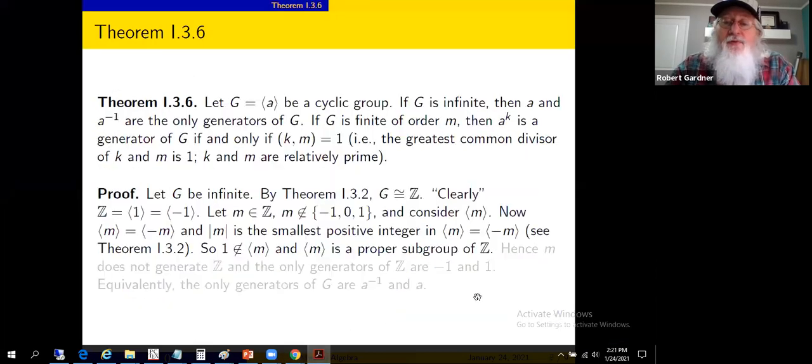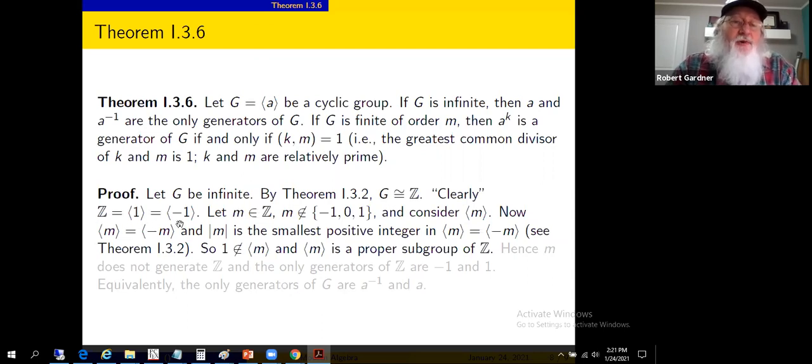Let's go through the proof. We're going to be talking about integers a lot in this. When we're talking infinite cyclic groups or finite cyclic groups, we may as well be talking integers and integers mod n. We've shown that those things are isomorphic. So let G be infinite. G is isomorphic to the integers, so let's show this result for the integers and that, up to isomorphism, shows this result for group G itself.